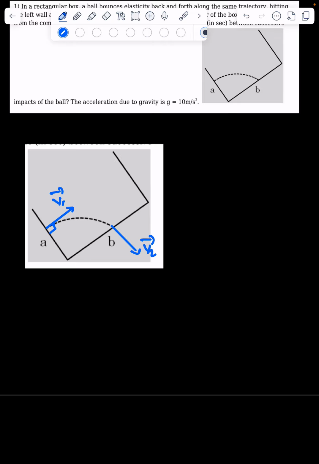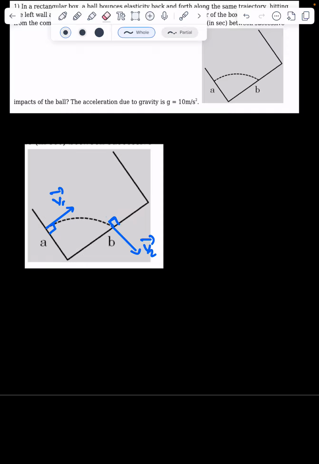First of all, we can conclude that the velocity vectors will be making an angle of 90 degrees with the respective surfaces. Therefore, they can bounce back elastically and repeat the motion in the same direction, just opposite. That's how we can understand the basic statement of the problem.